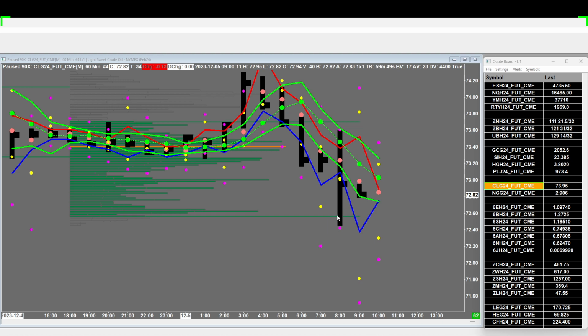So let's just say we're interested in getting long down here. For the entry, since this is a pretty darn choppy day, you could probably pick off that high volume marker there, which is coming in at 72.65-ish, about 17 cents lower than we are now on crude, which is $10 per contract, so $170 lower for every one contract.